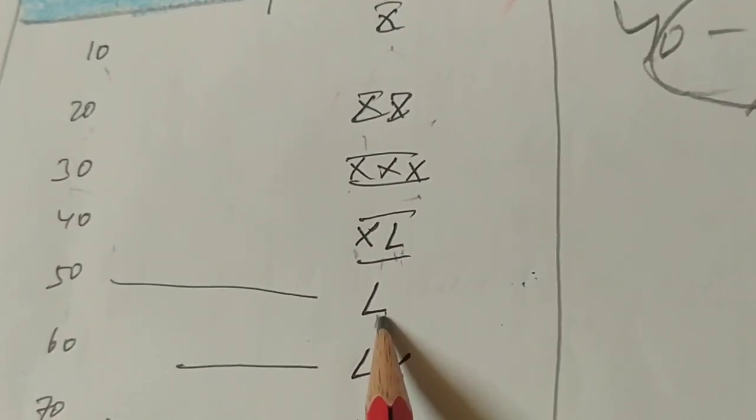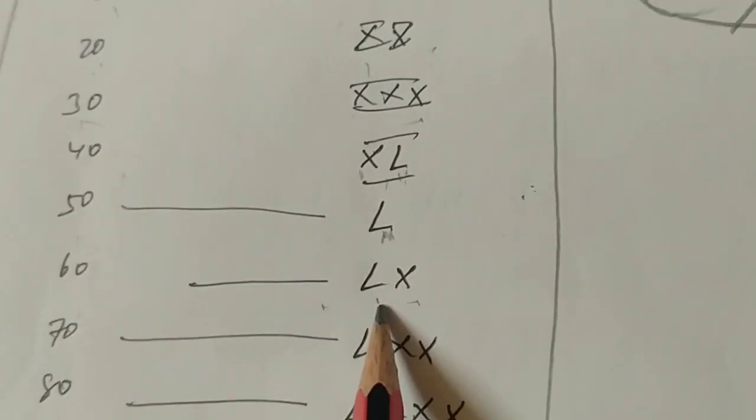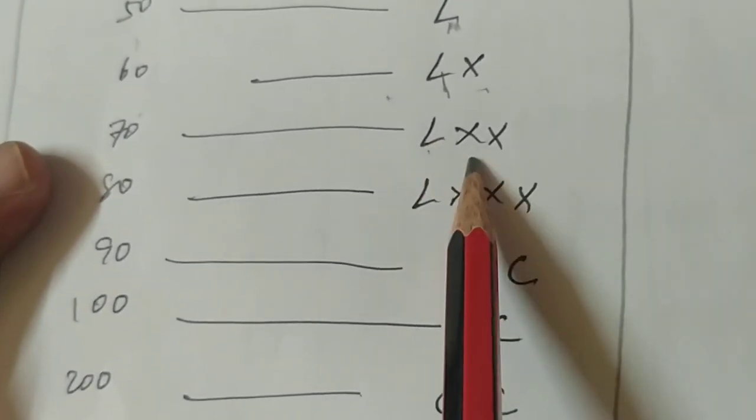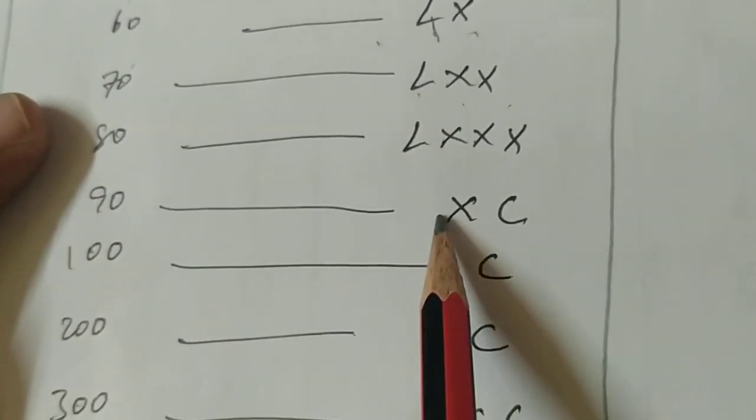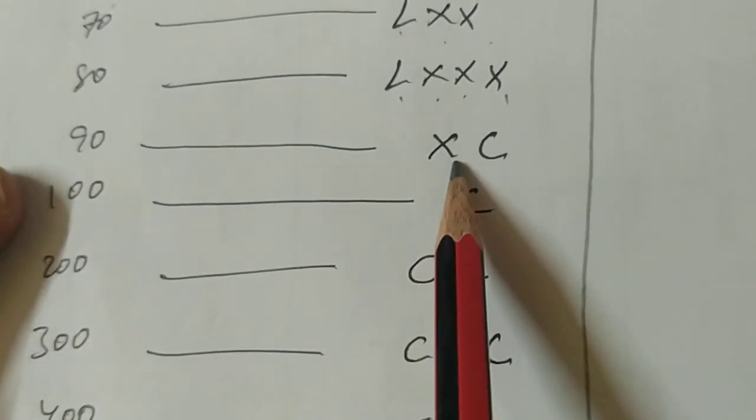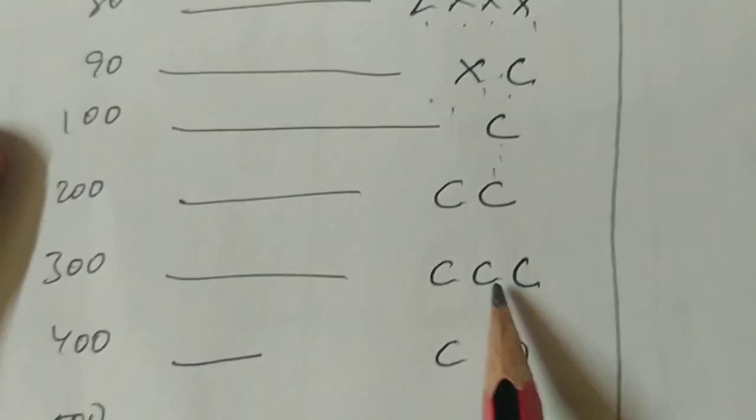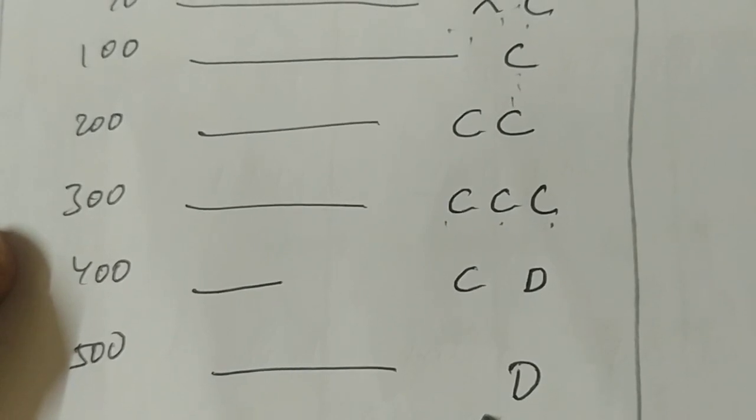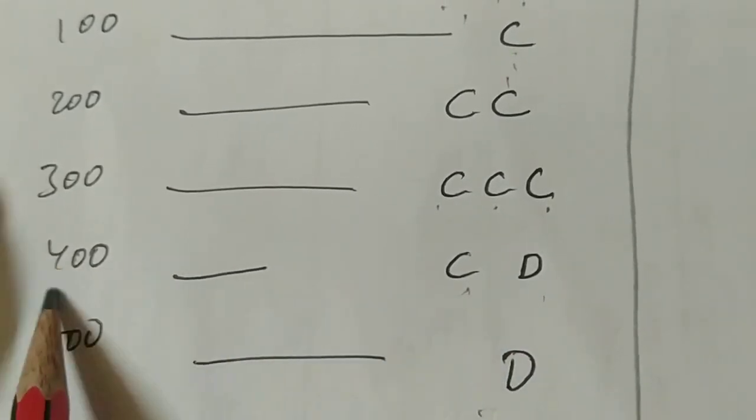L is the 50. And 60: LX is called 60. And 70: LXX is called 70. And 80: LXXX is called 80. And 90: same. In 100, you know, C minus 10 is 90. 100 minus 10 is 90. And C is 100, and CCC is 300. And D is called 500. D minus 100 is 400.